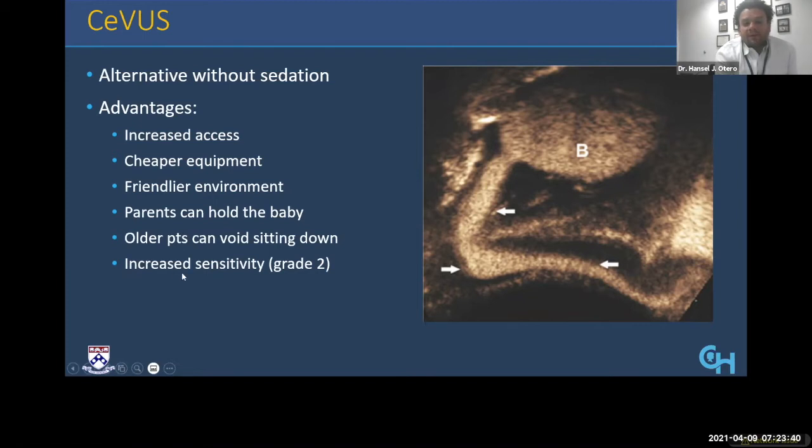The other thing that we see is that because these are bubbles and the position is changing, we see at least a few bubbles going up all the way to the collecting system. So we don't see a lot of grade 1 reflux. Instead of the reflux staying in the ureter, we always see at least a little bit coming all the way up. So there might be an increased sensitivity for this test compared to VCUG.